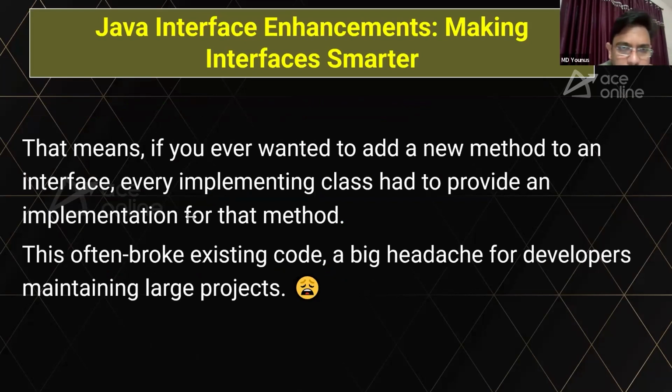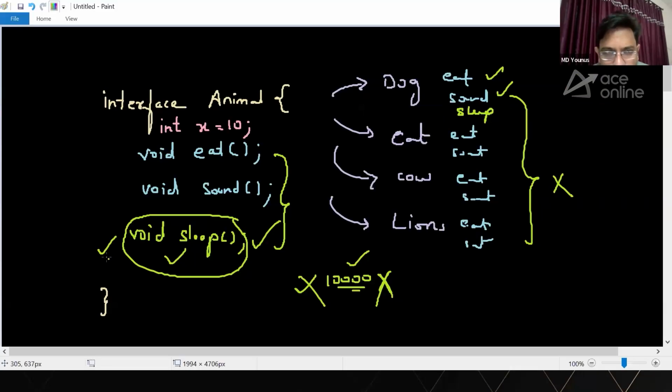Can somebody tell me, if you wanted to make sure that the addition of methods will not affect other classes? It means if I add this sleep method here, it should not affect these 10,000 classes. Okay, thank you, Navia. So you mean default methods? Okay, that's nice, Sangeeta.